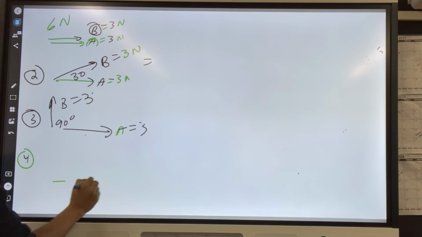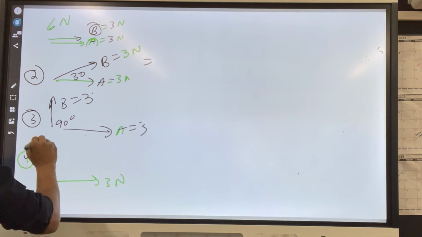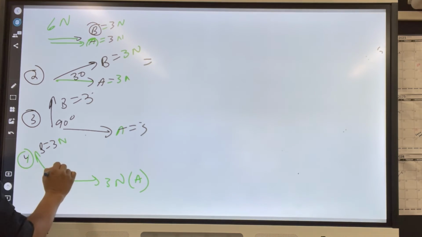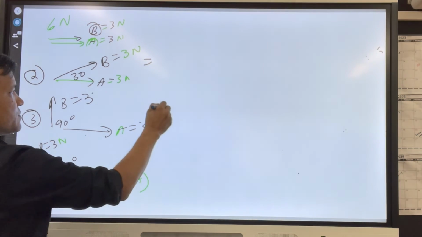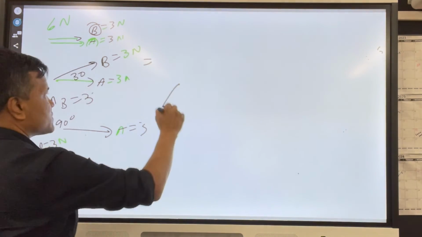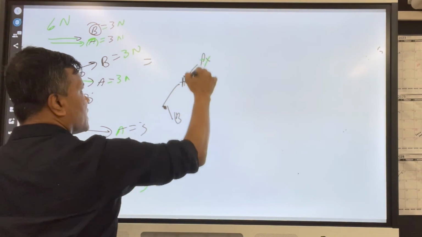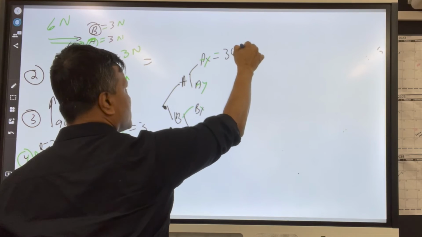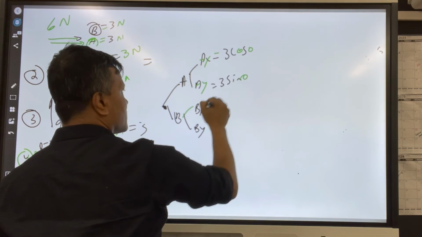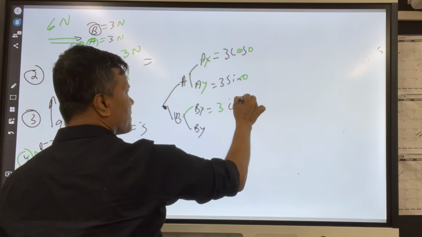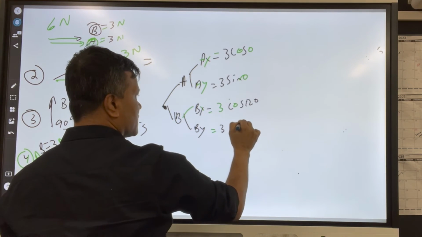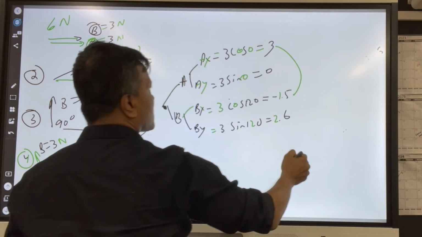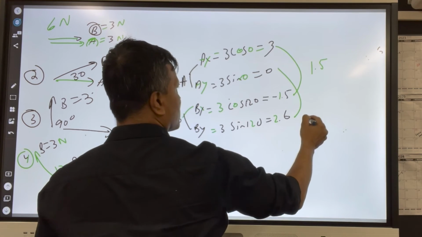Problem 4, I gave you two vectors, 3 Newton and of course 3 Newton. Vector A is 3 Newton, vector B is also 3 Newton, and I give you 120 degrees. All right, so there is a point where two forces, A and B, are acting on it: Ax, Ay, Bx, By, right? So Ax is 3 cosine 0, Ay is 3 sine 0, right? Bx is 3 cosine 120, and By is 3 sine 120. So this is 3, this is 0, this is going to give you 1.5, and this is going to give you 2.6.